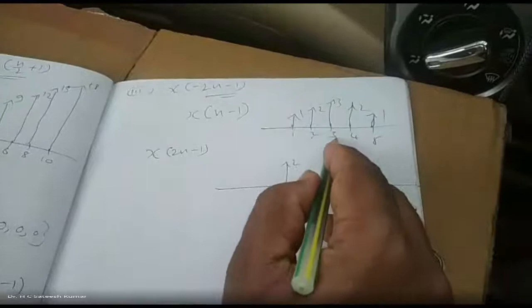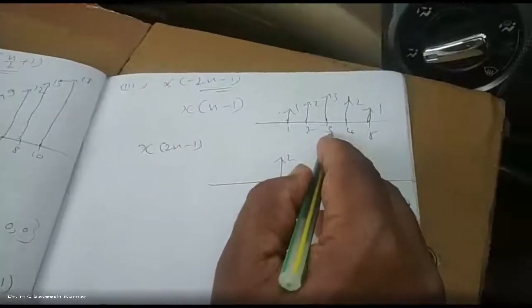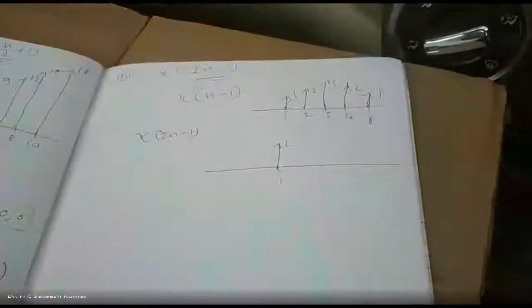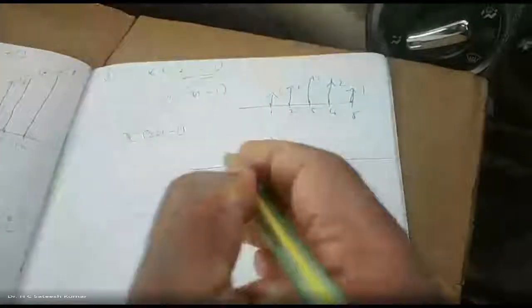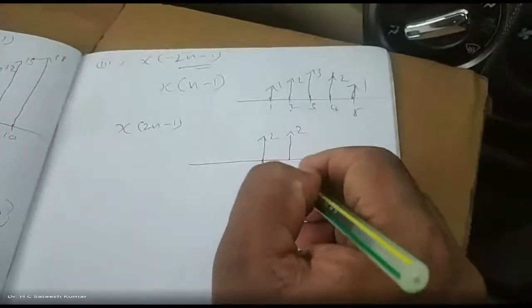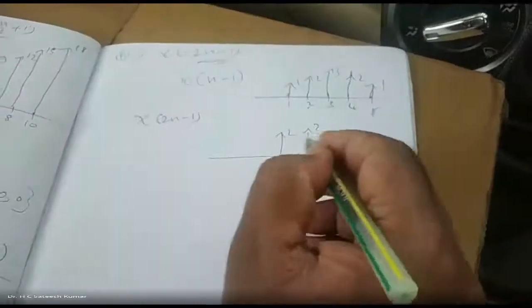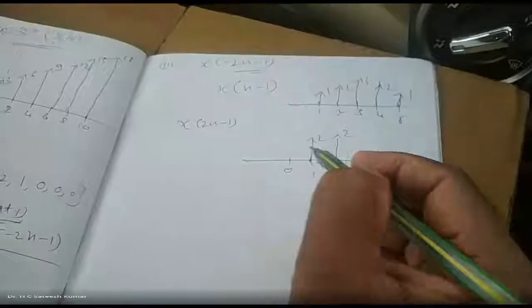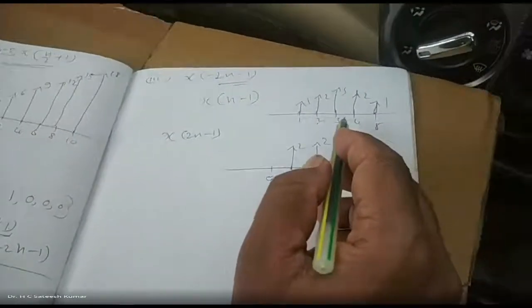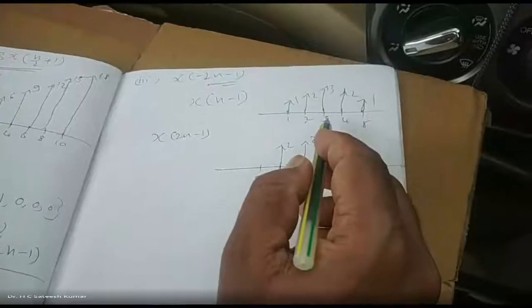2n is equal to 3. Therefore, n is equal to 3 by 2. It will disappear. 2n is equal to 4. N is equal to 4 by 2 is 2. It's integer. That value is 2. So 1 and 2 will have the value. That means after scaling, you should get the n value as integer only. Otherwise, the value will be disappearing.